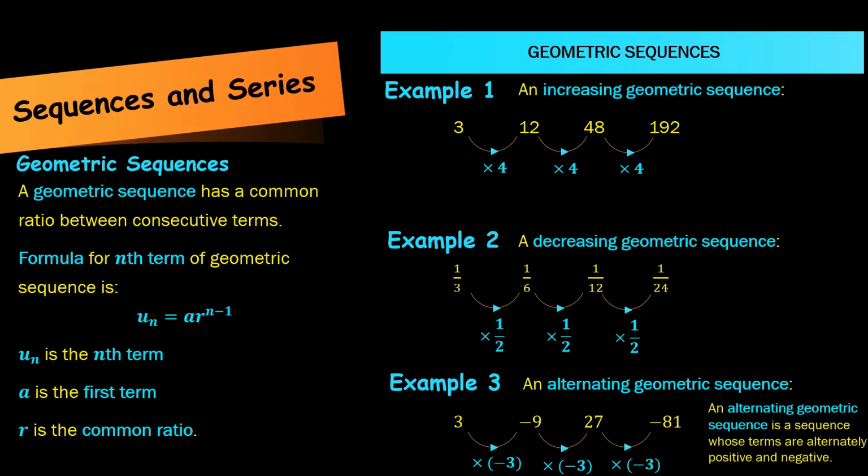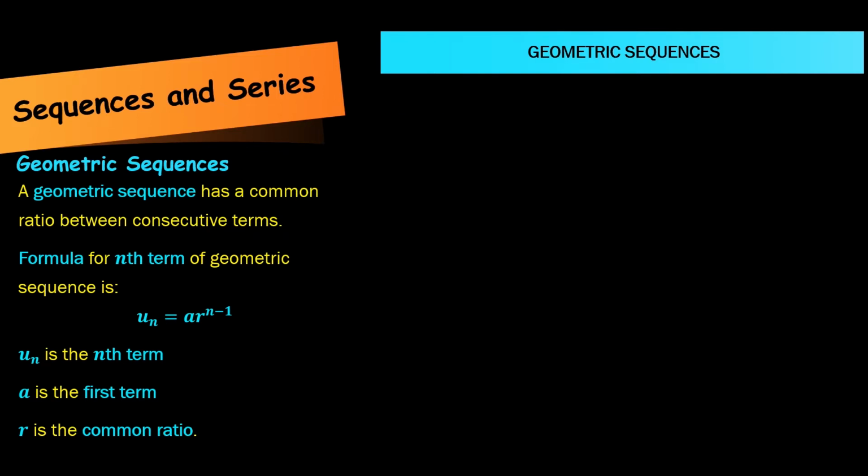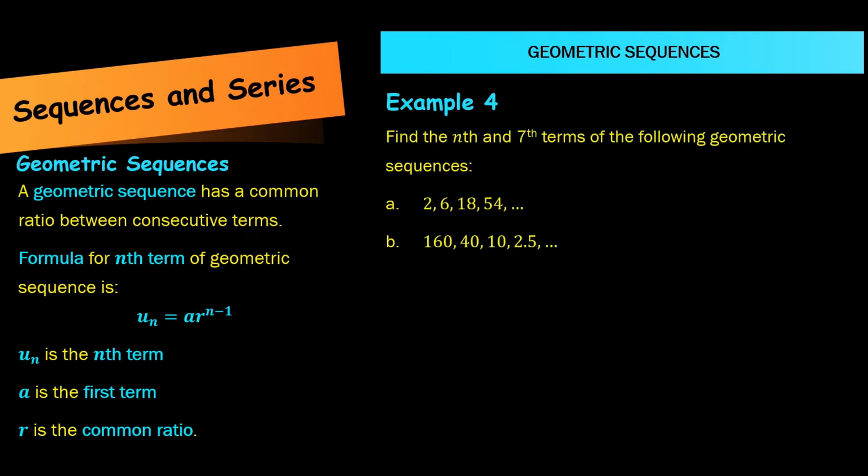An alternating geometric sequence is a sequence whose terms are alternately positive and negative. A geometric sequence is also sometimes known as a geometric progression. And now for another example. Pause the video and have a go. Press play when you're ready to view the solutions.